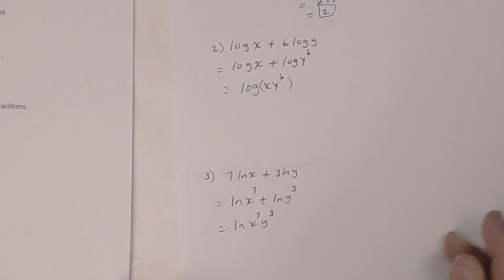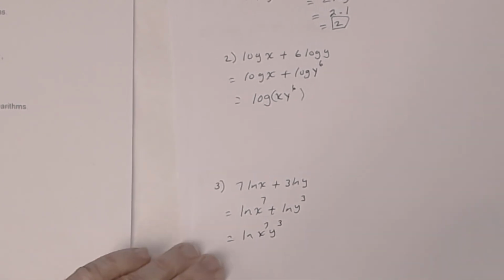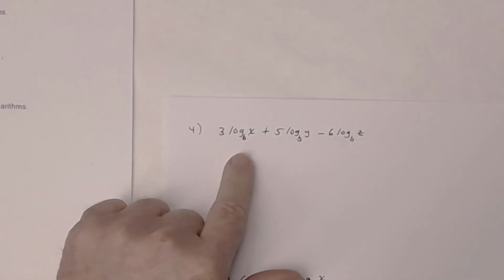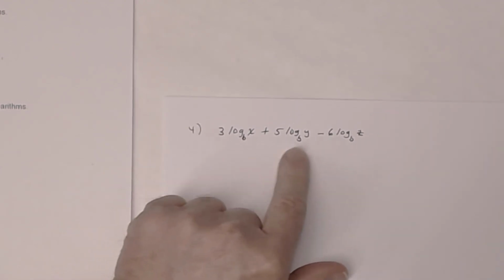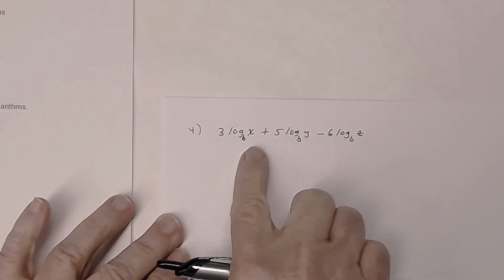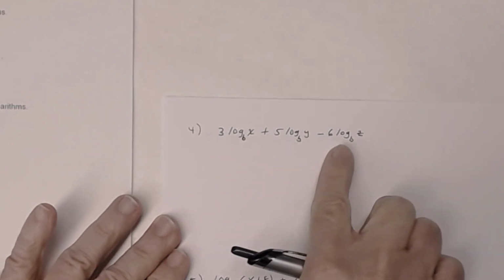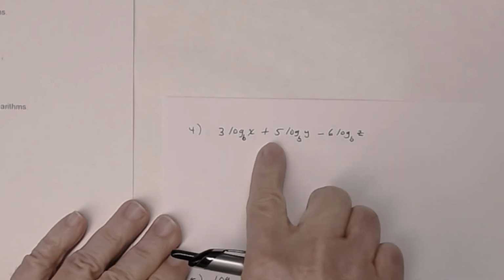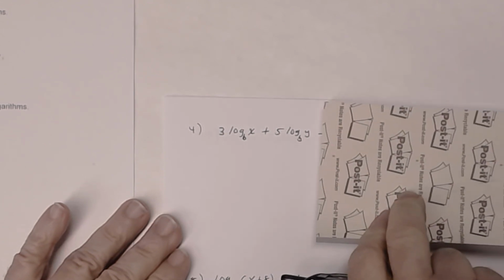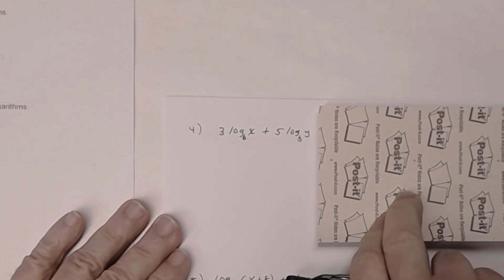Okay? Number 3. So that's number 3. Okay, number 4. So number 4, you have 3 things. You have 3 logarithms. Don't make it difficult. Always go from left to right. So if you need to, cover up some of those terms.